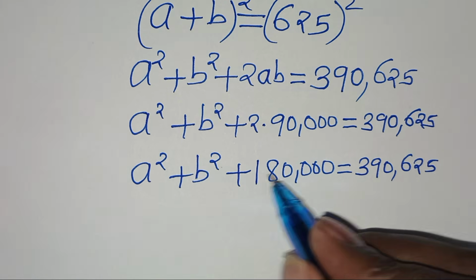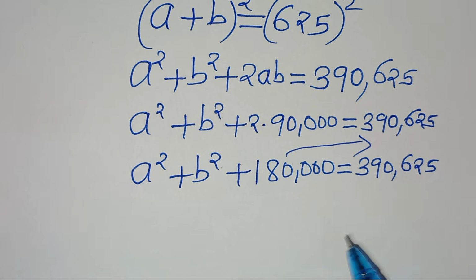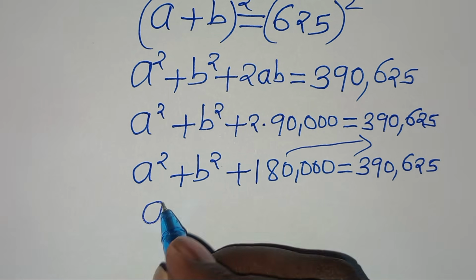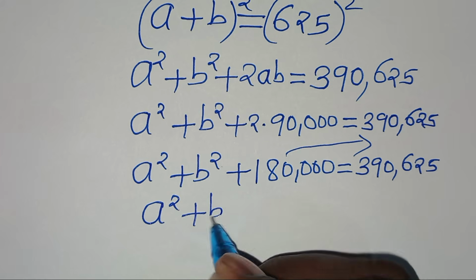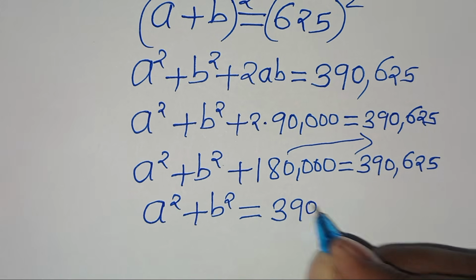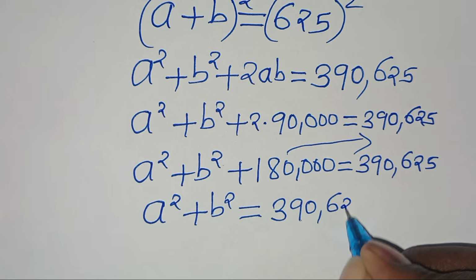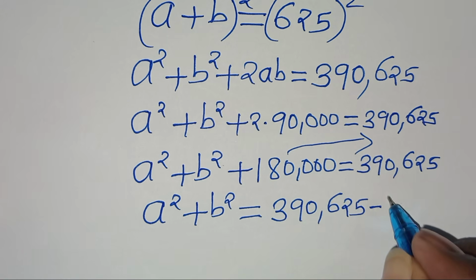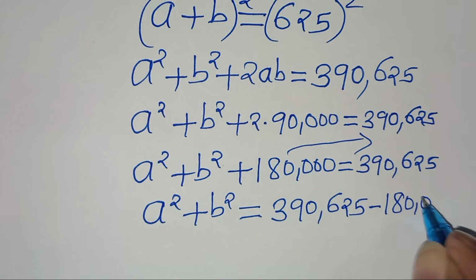Now, the next step is to take 180,000 to the right hand side, so that we have a squared plus b squared equal to 390,625 minus 180,000.